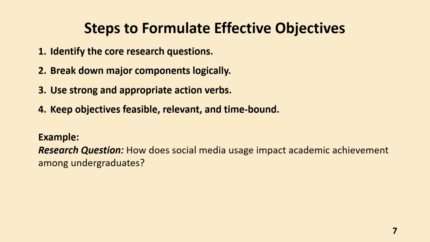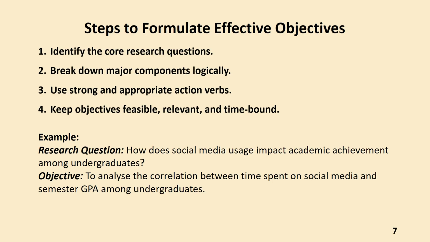Example, let us take a research question. How does social media use impact academic achievement among undergraduate students? It's a research question. Let us see how we form an objective here. To analyze the correlation between time spent on social media and semester GPA among undergraduate students. Here you can clearly see what the research question is intending. We have formulated the objective on the same line: when I have asked a question, definitely my objectives are going to answer that particular question.